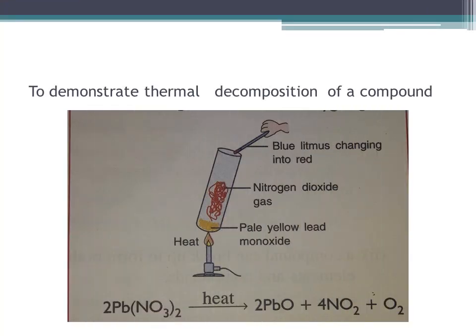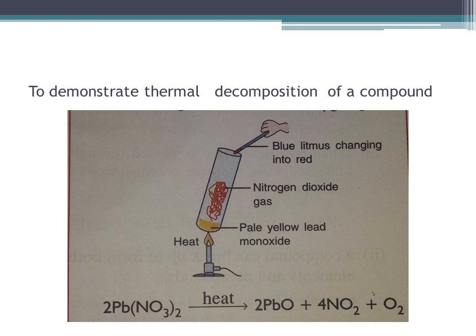Here is an activity to demonstrate thermal decomposition of lead nitrate. Take some lead nitrate in a hard glass test tube and heat it for some time. Lead nitrate is a white colored solid. What do you observe when it is heated?